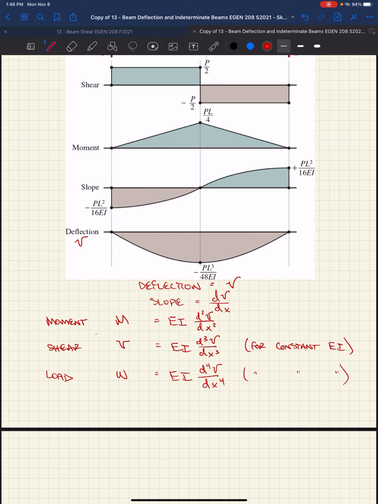The fourth derivative of deflection with respect to the distance along the length times EI is the load. This little guy right here is the fourth order differential equation for beam bending.